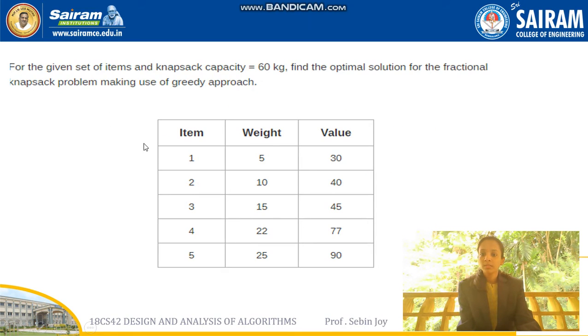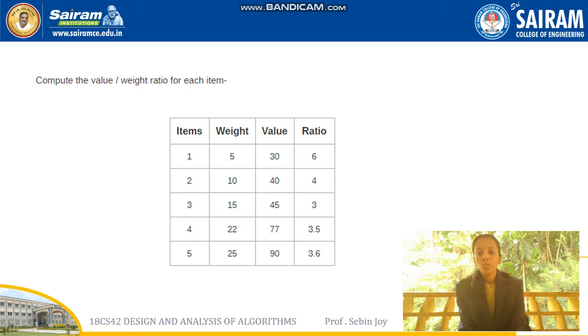Here the first problem that we are discussing has 5 items, and the maximum capacity of the knapsack M is 60, or RC, that is remaining capacity, is 60 here. We have to find the optimal solution for the knapsack problem by making use of the greedy approach. Here 5 weights and 5 values are given. So the first step is to find out the value by weight ratio.